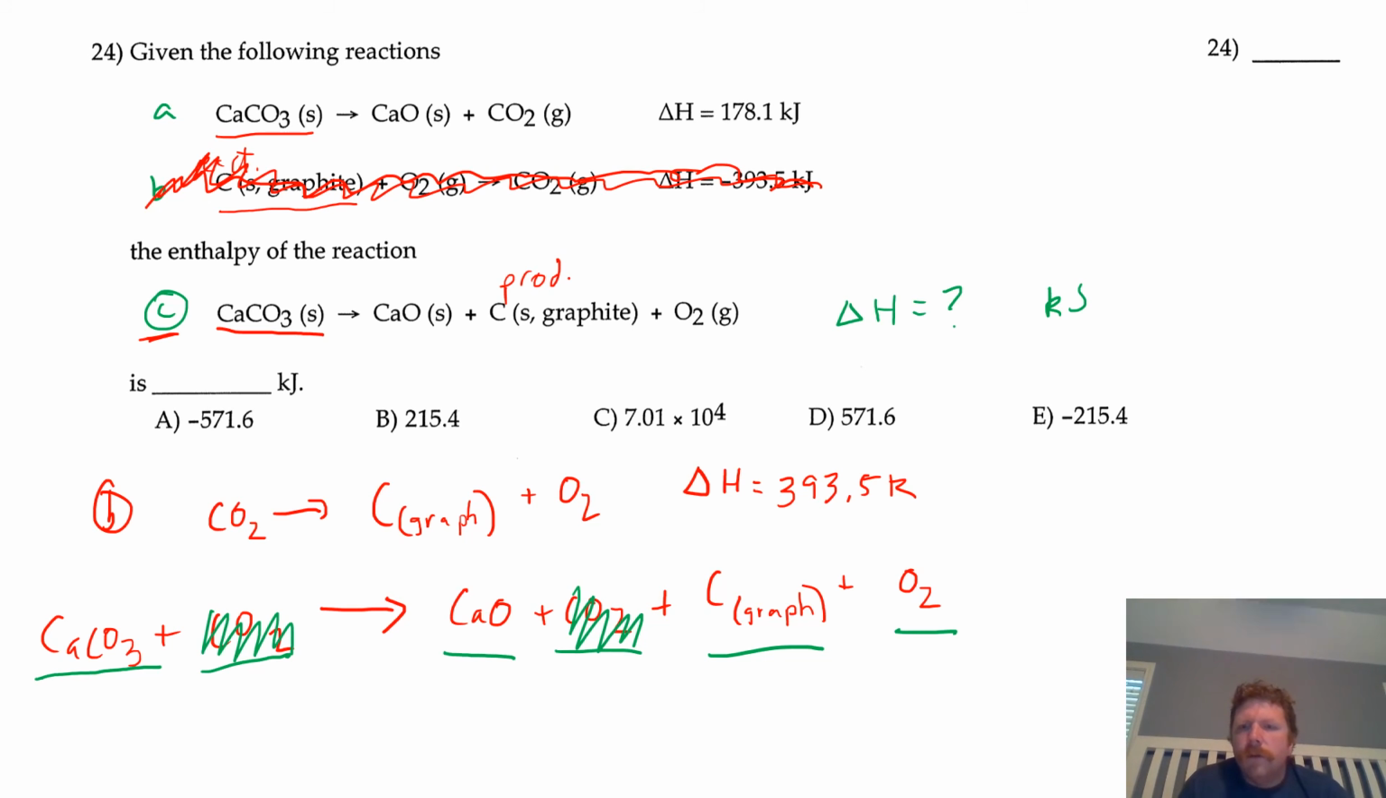So now what I need to do is combine my delta H's. 178.1 plus 393.5 combined gives me a delta H that is 571.6 kilojoules. Looking at my answer options, I've got negative 571. That's not it. Don't be fooled. Negative 215 is out of the question. 7.01, nope, that's not interesting. I'm left with 571 and negative 215. So 571, there we go. D is my best answer option.